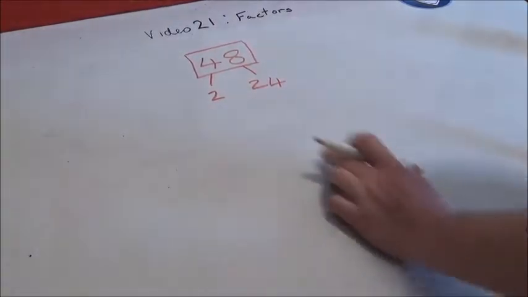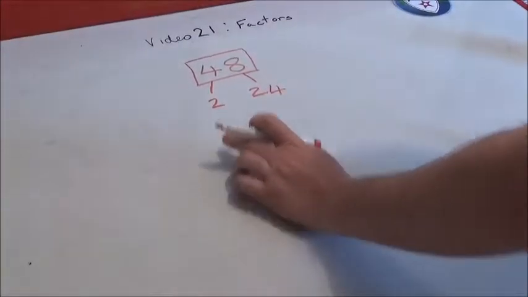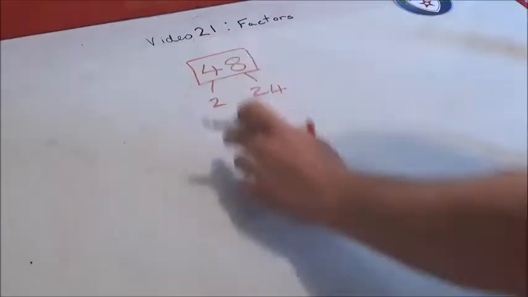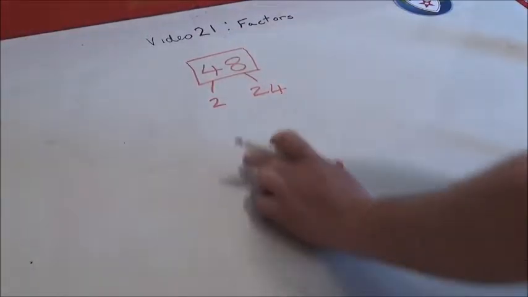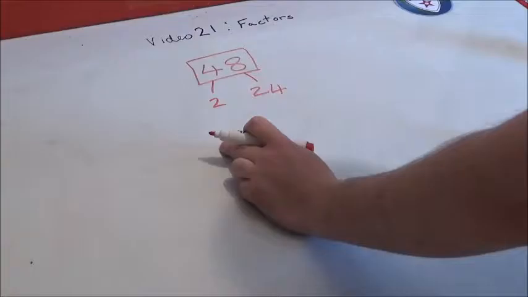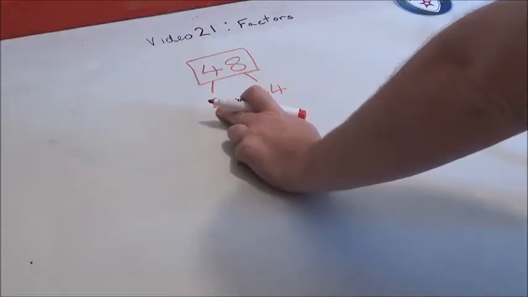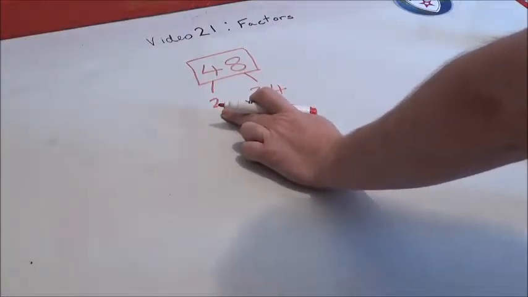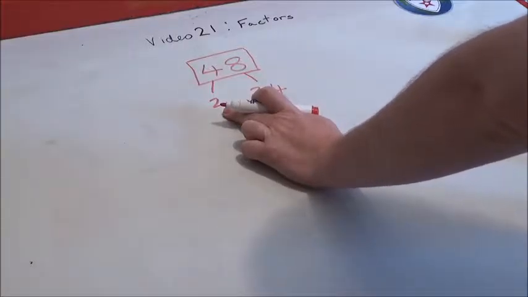So, these are my factor pairs. If you remember what factor pairs are, we can multiply them together to get back to our starting number. So here 2 times 24 is 48. Now 2 is a prime number, and if you remember from the previous video, a prime number means that it's only in the 1 times table and its own times table.